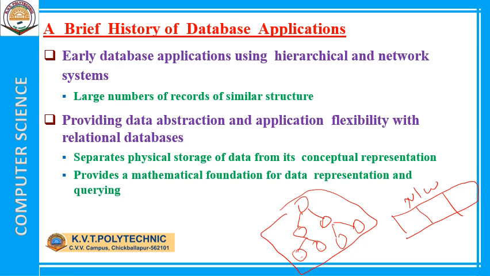Next is providing data abstraction and application flexibility with the relational database. Then the history moves towards storing data in the form of tables. Afterwards, first they were storing in the hierarchical model, that is a tree-like structure, then they were storing the data in the form of records, and then in the relational database they are storing the data in the form of tables.